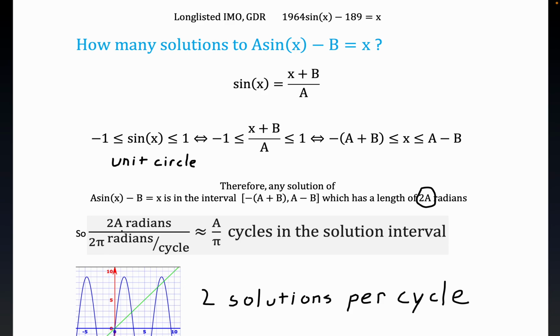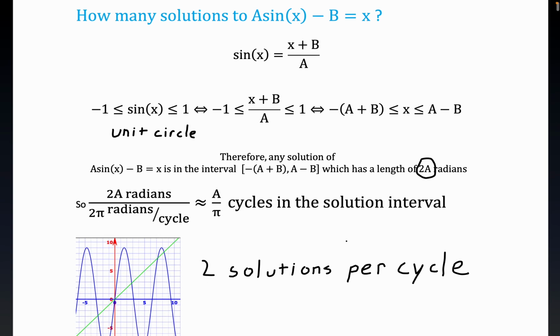Now, the reason why this works out, not dividing by pi, just this arithmetic right here, there's 2 pi radians in a cycle. Y'all, a cycle is just one waveform, one period, right? And so when you do the division right here, you get that there are approximately a over pi cycles in the solution interval, okay? And I put approximately because the number of cycles is going to be an integer value. Okay, now let's move on down here.